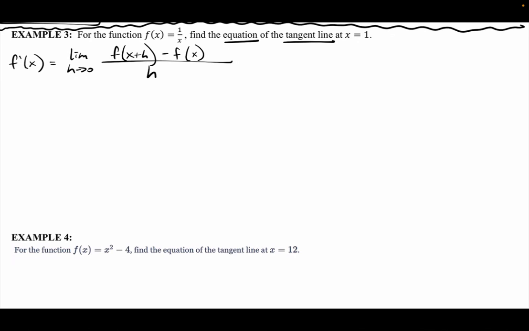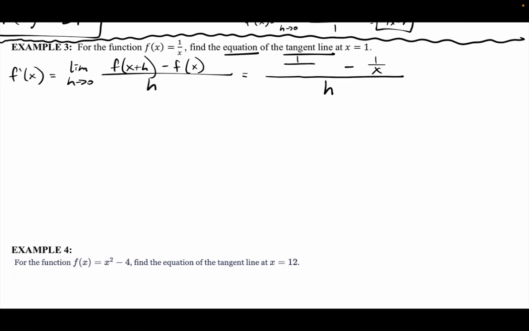So let's start with the easiest part. Easiest part is f of x. 1 over x. It's just the original function. 1 over x. Good. H is on the bottom. What does f of x plus h mean again? It's a command. What is it telling us to do? Plug it in wherever x is. Plug in what? X plus h, wherever x is. That's on the bottom. So 1 over x plus h.